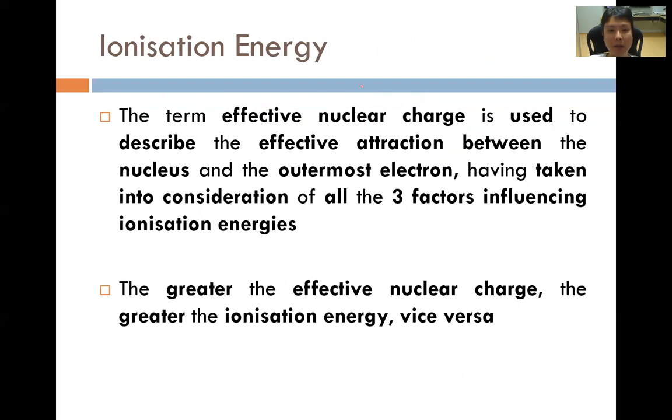The meaning of the word effective nuclear charge is how effective the nucleus is in attracting electrons. It is used to describe the effective attraction between the nucleus and the outermost electron, having taken into consideration the 3 factors that influence ionization energies. If the nucleus is more effective in affecting the electron, the ionization energy will be greater, and vice versa. So we'll talk more about how to use this as we discuss further on.